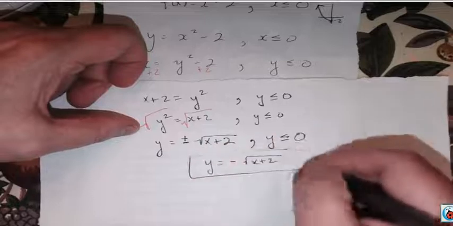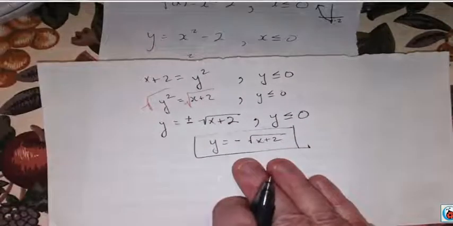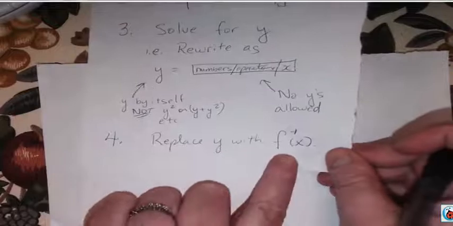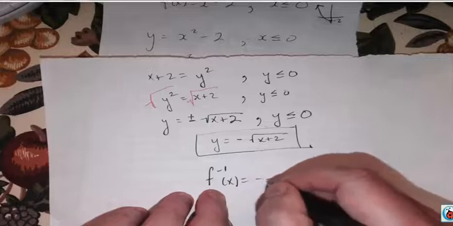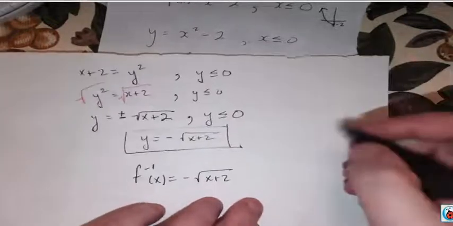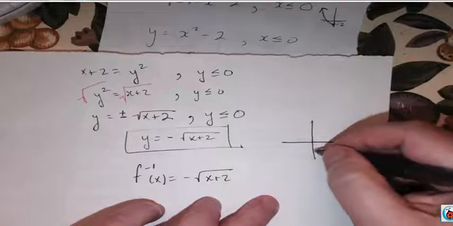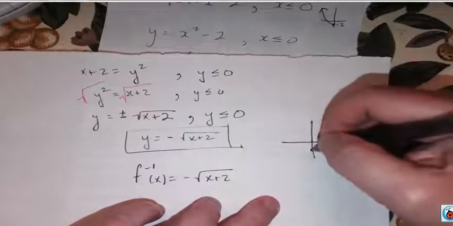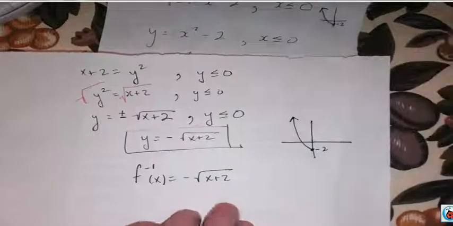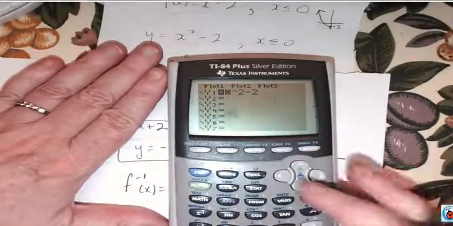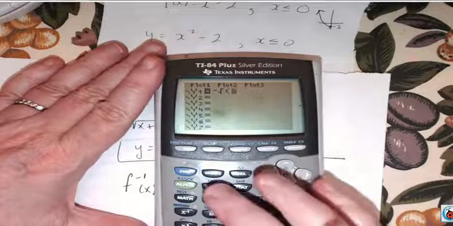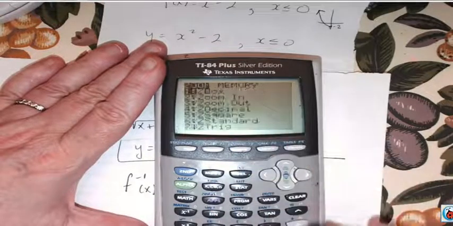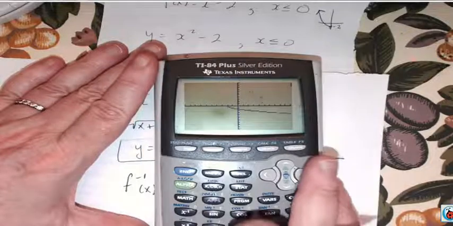And that's my formula. Now, once I have y by itself, then I just replace it with f inverse of x. And from what we learned from previous ones, this is what my function f looked like with the restriction. Let me clear that. And now let's take the negative square root of x plus 2. Okay, and that looks like that.